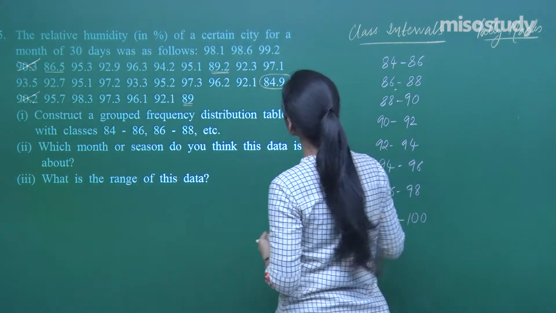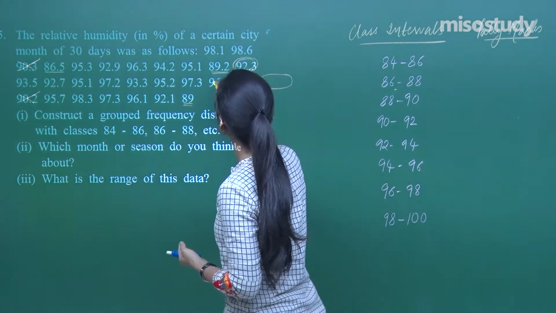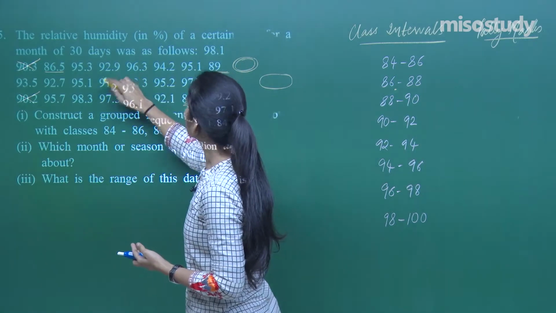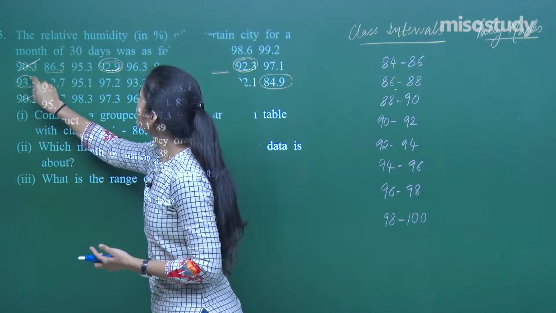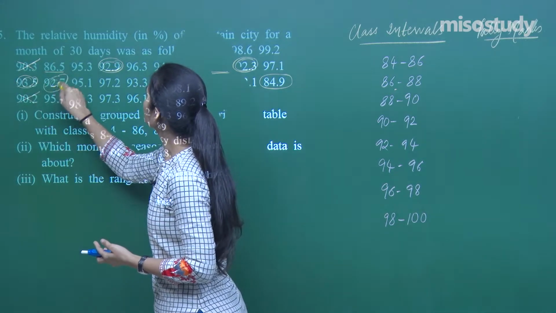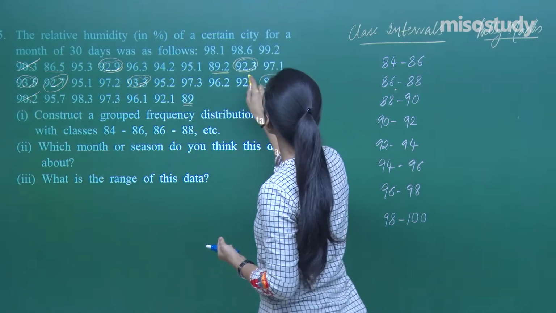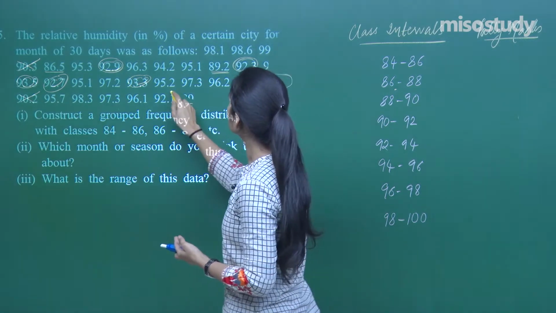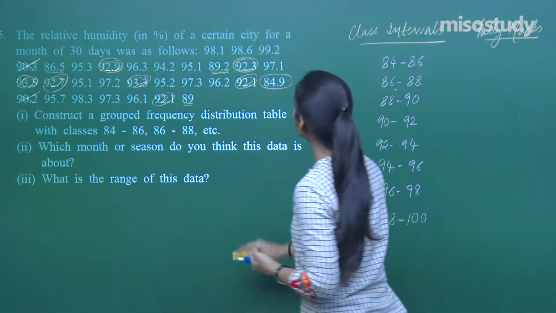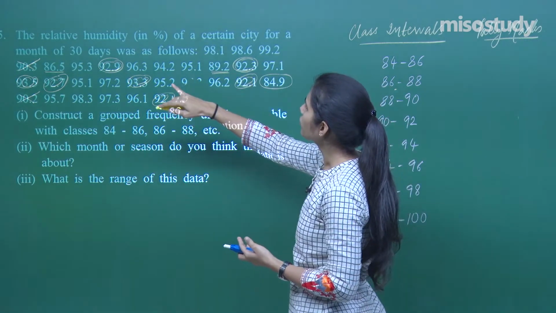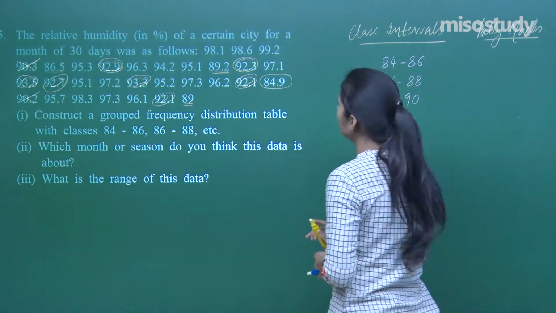Then 92 to 94, let's see. You have this, this is also there, this is also there, this is there, this is there, that is it. So you have how many? 1, 2, 3, 4, 5, 6 and 7. 7 we have written in 92 to 94.